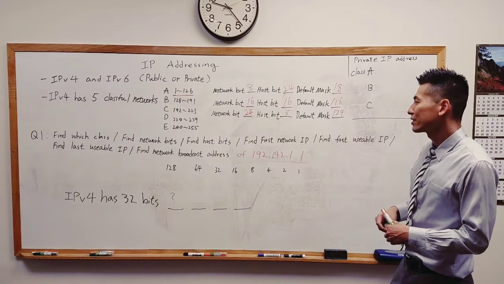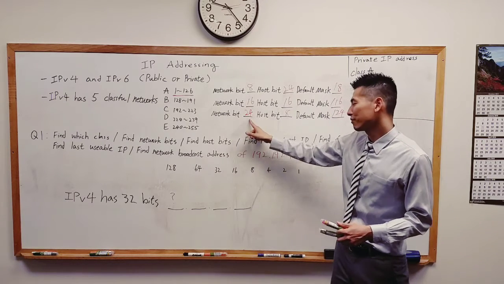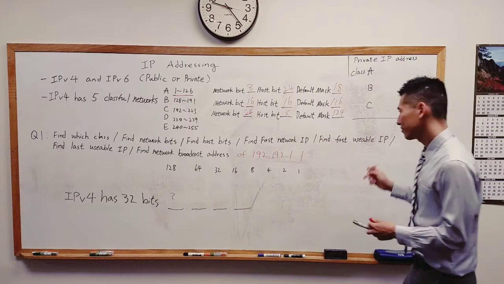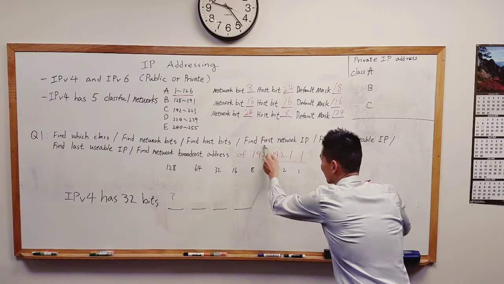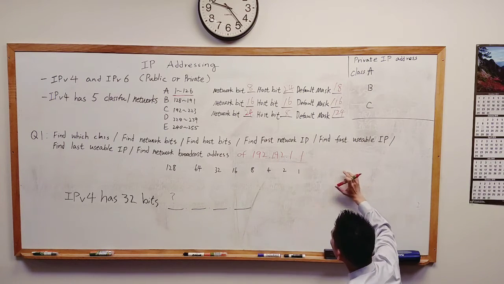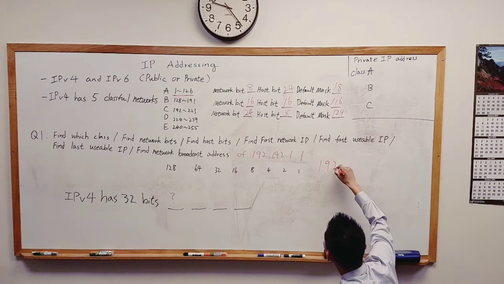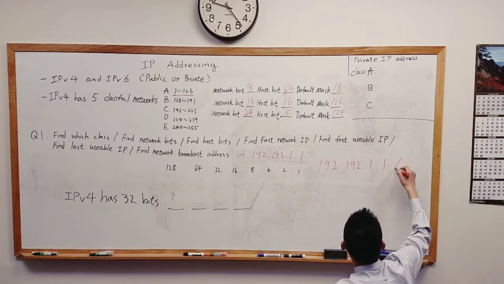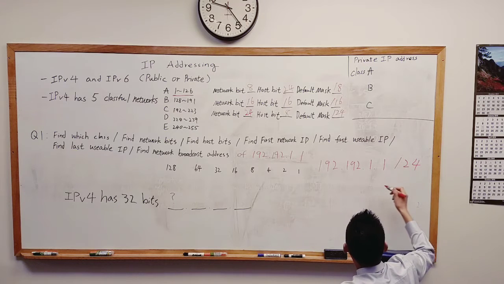And find the network bits. The network bit is going to be 24. Host bit is going to be 8. Now let's solve this question right here. Find the first network ID. So 192.192.1.1 /24, because that's a default mask.